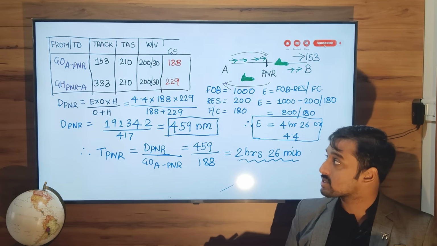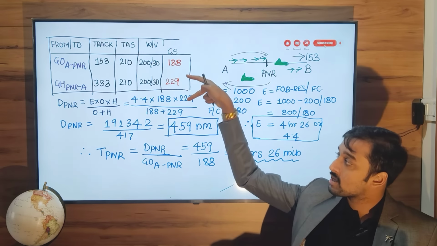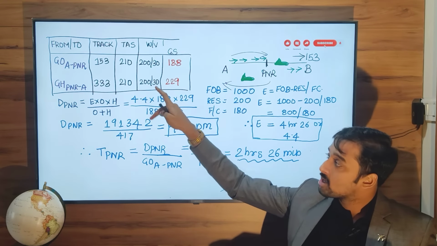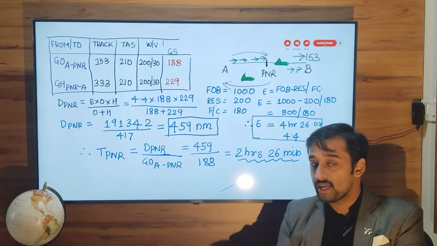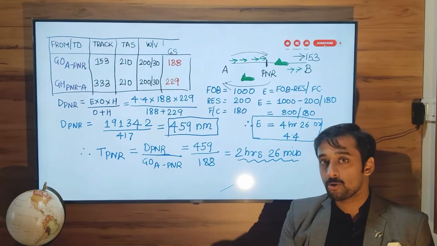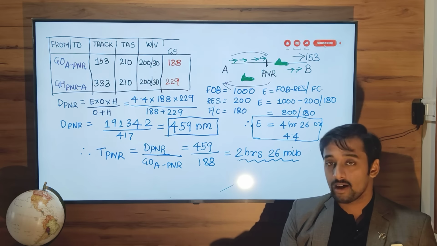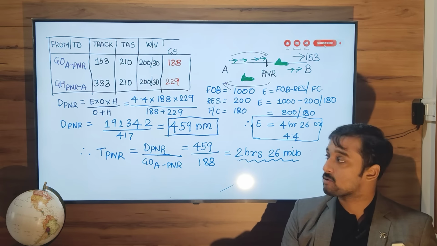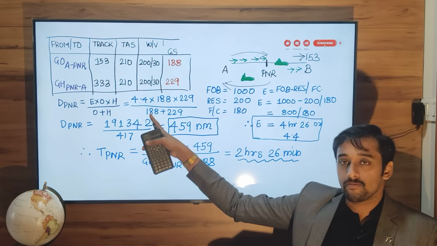Okay, so another big solution. So again, a quick recap. Draw two arrows, one from A to PNR, another from PNR to A. Substitute the values. Track going from A to PNR is 153, but coming back from PNR to A, it's the reciprocal of 153, which is 333. Then put the values in CF3 and get the correct ground speed, and after that put the values in the formula.